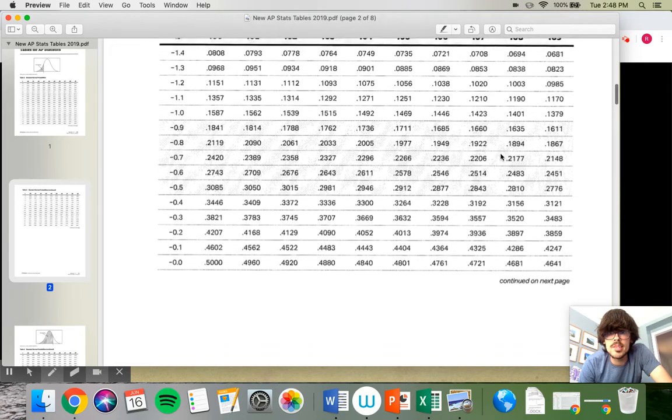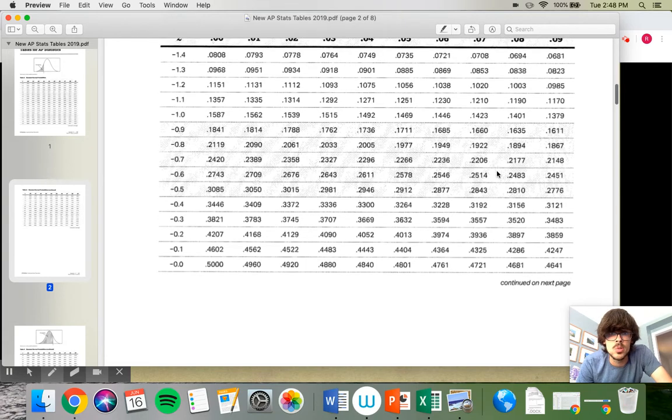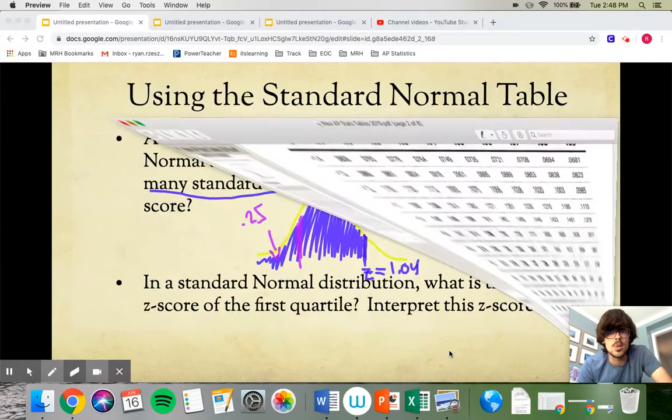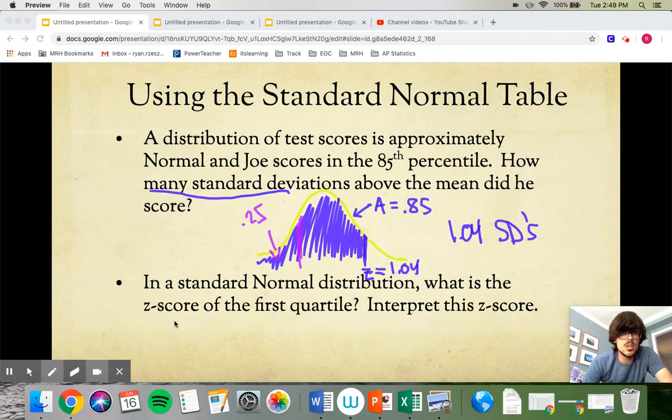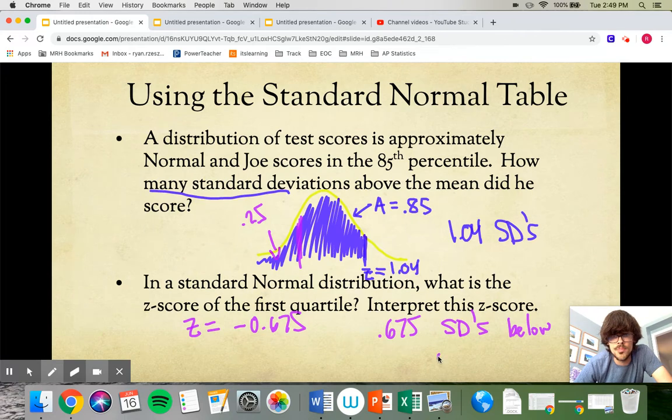So negative 0.67, negative 0.68. I'm going to be fancier on this one, and I'll just average those, go in between them. It's about negative 0.675 is what I'm going to call it. Z equals negative 0.675. Interpret this z-score. A person who scored in the 25th percentile or in the first quartile is 0.675 standard deviations below the mean. I'm not going to write out a full fancy interpretation, but that's what a z-score tells you.